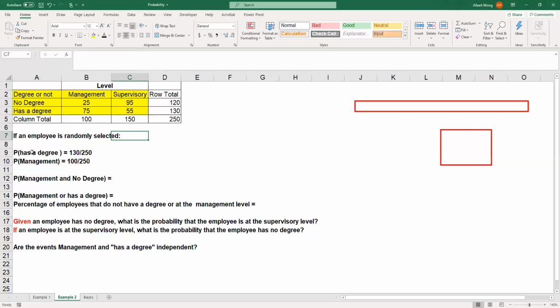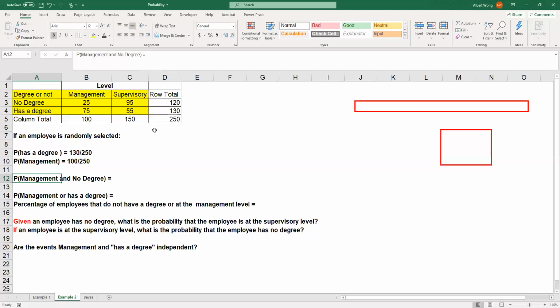All right, so this is how basic probabilities are calculated using this table. We can now look at more complicated scenarios. For example, we want to find the probability of management level and no degrees. So if you select an employee randomly, what is the probability that the employee is at the management level and has no degree? So how do we do that?